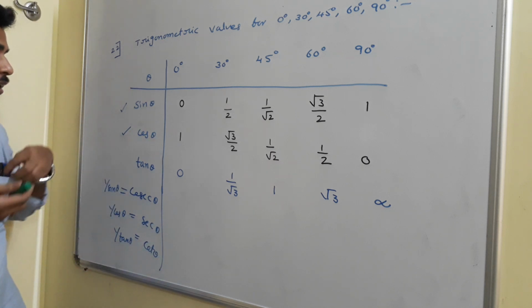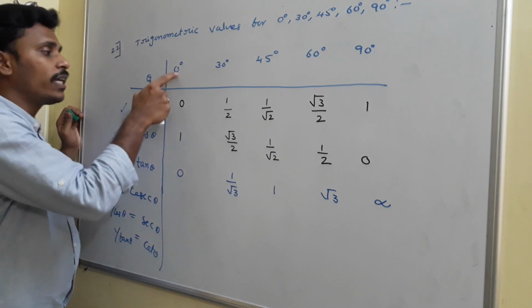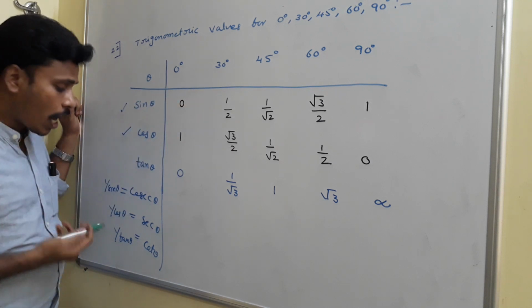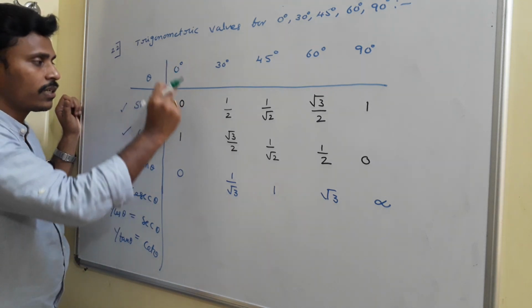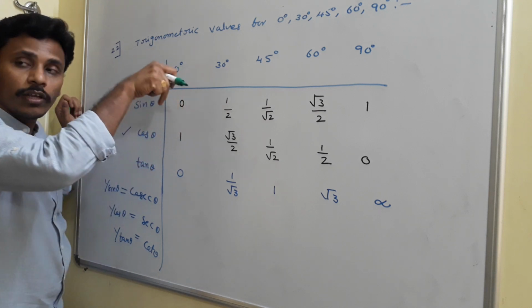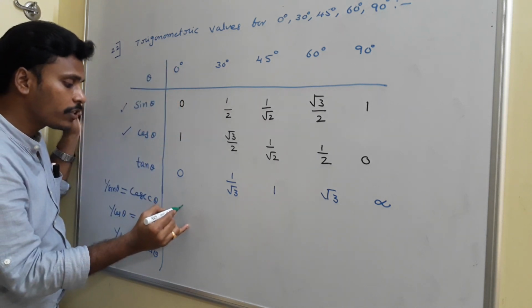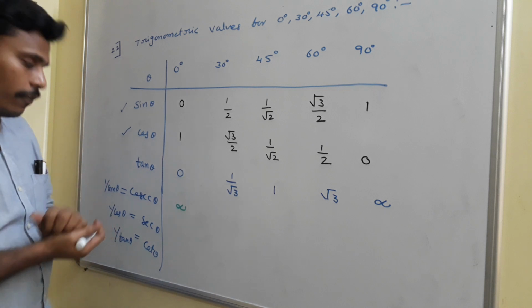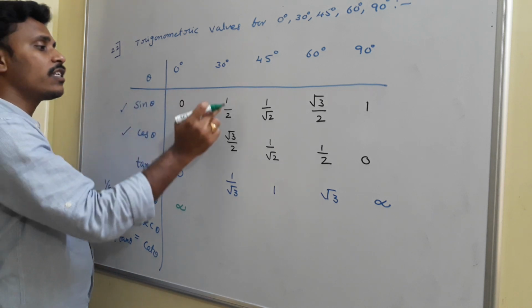Cot. Just have a look at this. See, sin 0 degrees is 0. But what I need now is cosecant 0 degrees, its reciprocal. See, if you take the reciprocal of 0, it becomes 1 by 0. Denominator 0 means infinity. And then sin 30 degrees is 1 by 2.